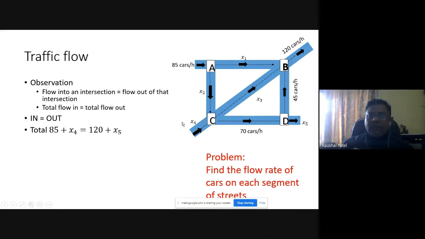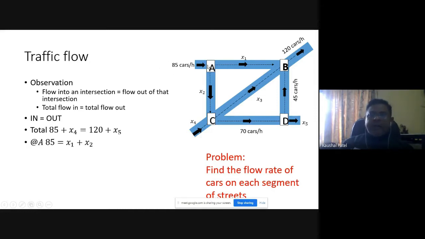It is 85. How many cars enter to that particular point is 80. Sorry, X4. How many cars left at that particular point is 120. And how many cars are left from the point X5? This particular point is nothing but X5. So total cars in is nothing but 85 plus X4. Total cars out from this network is 120 plus X5.